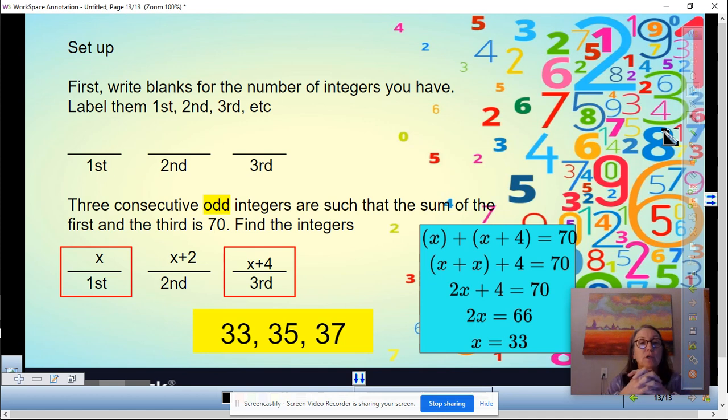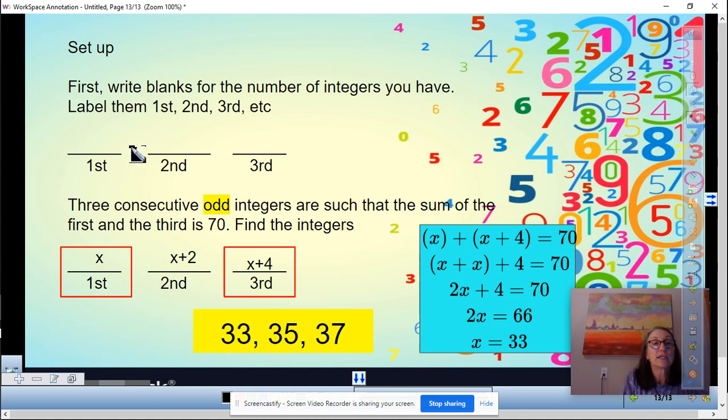Listen to this problem. We want 3 consecutive odd integers such that the sum of the first one and the third one is 70. Well, wait a minute, that just got a little bit complicated. So when you start getting these convoluted consecutive integer problems, it's very important, I think, in the beginning that you give yourself some placeholders. So you see that I've done that here.